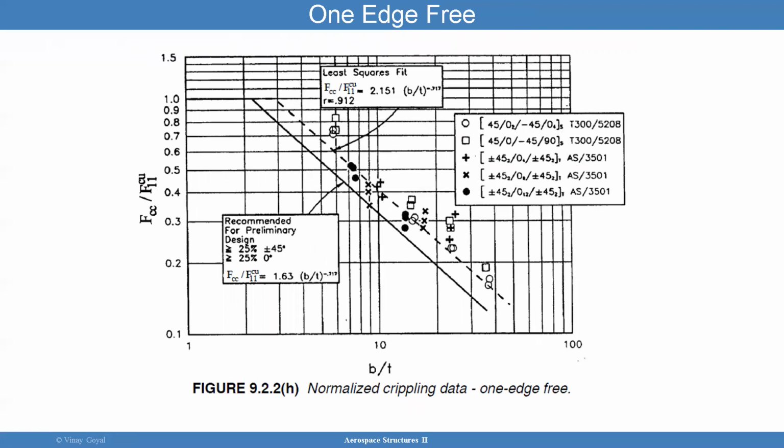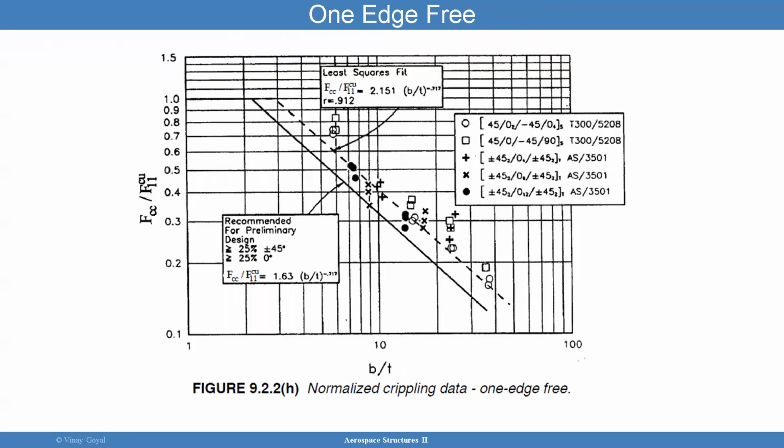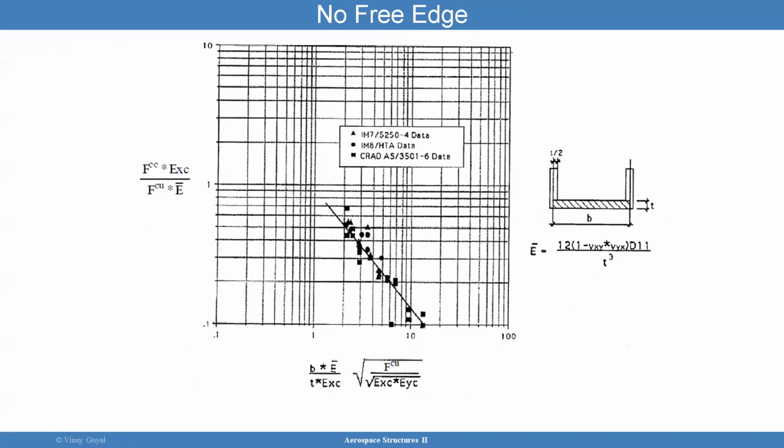And here's more examples from that book, which I invite you to download and take a look at. It does it for various cross sections. Like here, you have another one. This one is for one free edge. This one is for no free edge. Okay, so with that said, let me now cover finite elements.